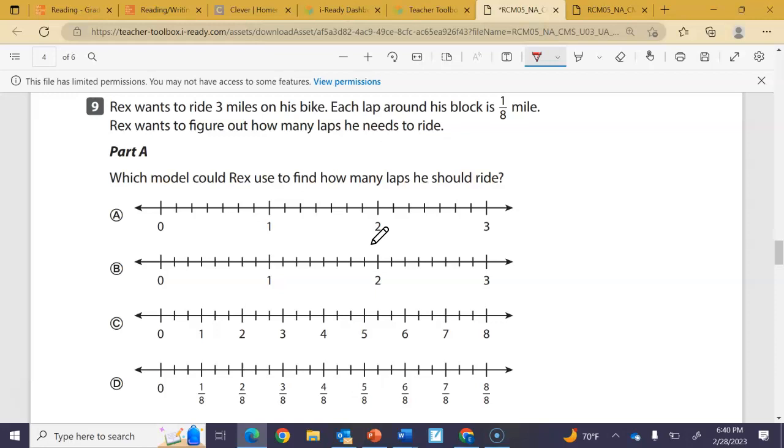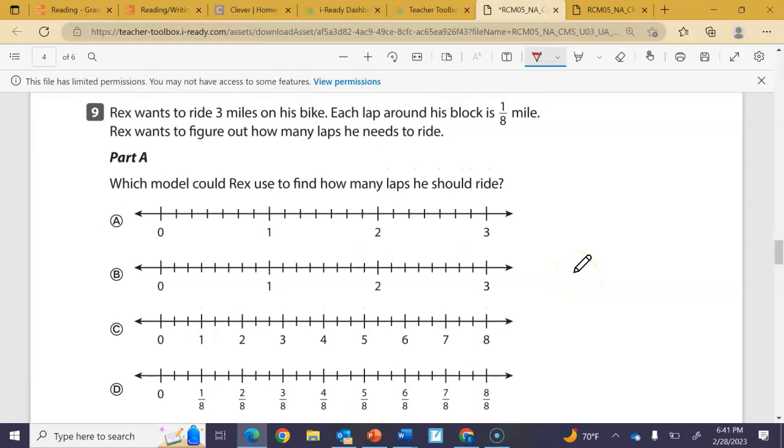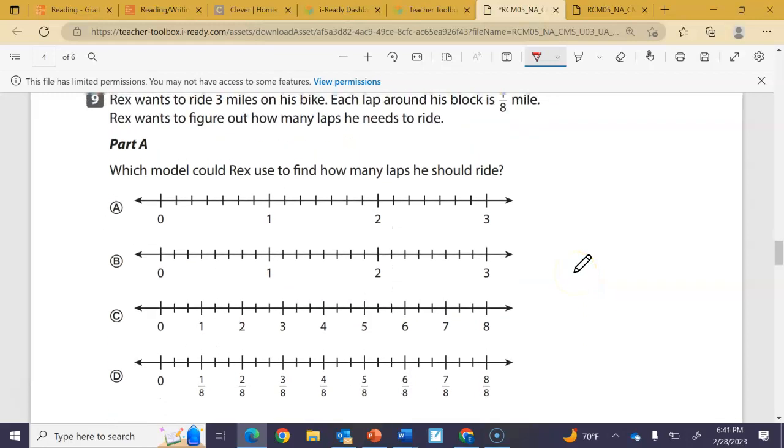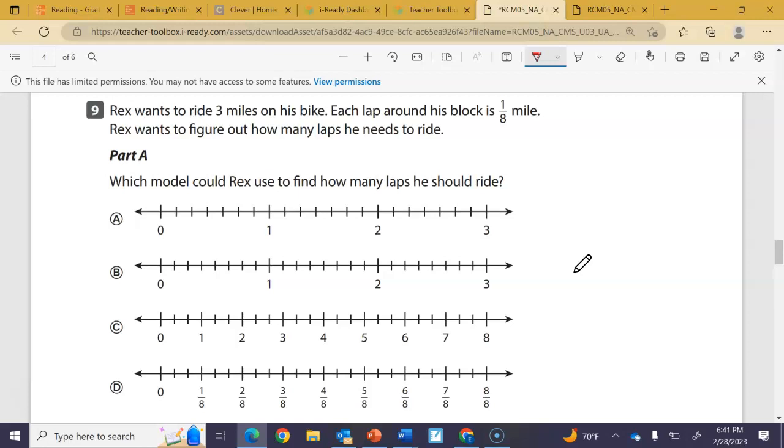So we're trying to figure out how many laps he should ride. So look at your models and decide which one is the most appropriate one to pick. All right, I'm going to show you which one is correct and which ones are not correct.